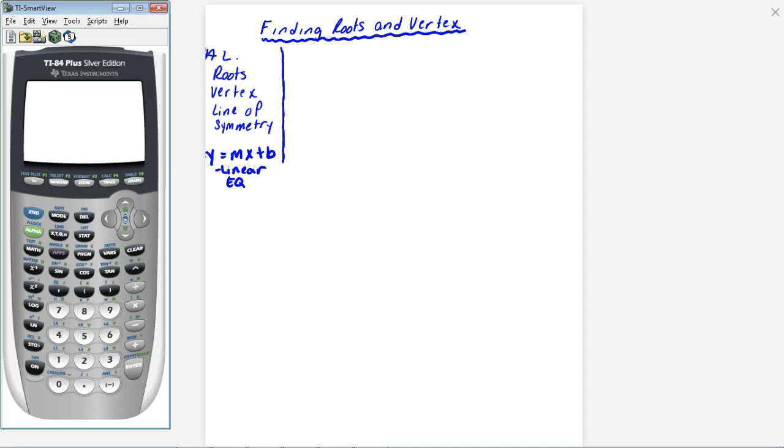The one that we've kind of been using already with transformations is y equals a times (x minus h) squared plus k. And this is called the standard form or vertex form. You may hear it either way. Standard form or vertex form.